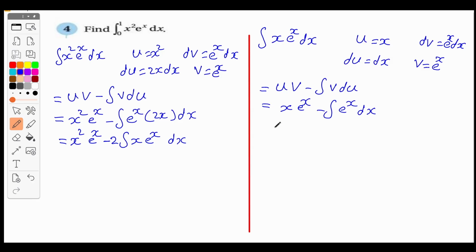This is very easy to integrate. So it will be x e to the x minus the integral of e to the x, which is itself. I'm not writing plus c here because this one will be limited. The last one would be limited. x e to the x minus e to the x. So this is the answer of this integral.